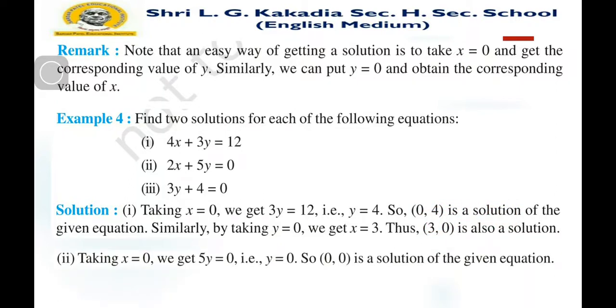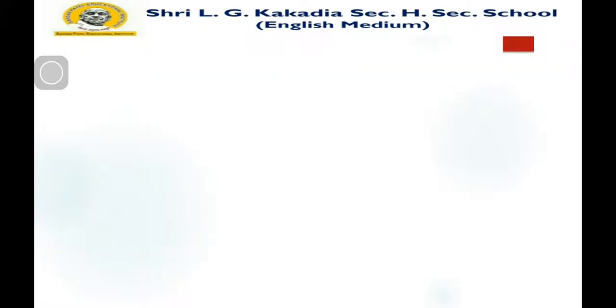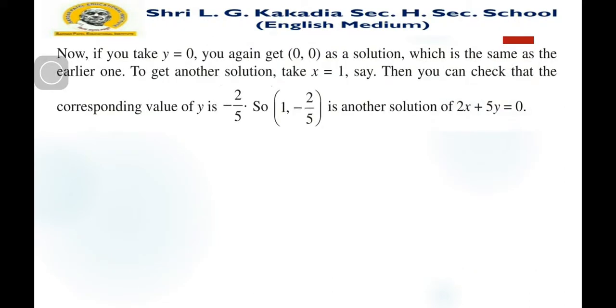Now the second one, 2x plus 5y is equal to 0. Take x equal to 0, then you get 5y is equal to 0, that is y is equal to 0, meaning (0, 0) is a solution of the given linear equation. Now if you take y equal to 0, then you again get (0, 0) as a solution, which is the same as the earlier one.